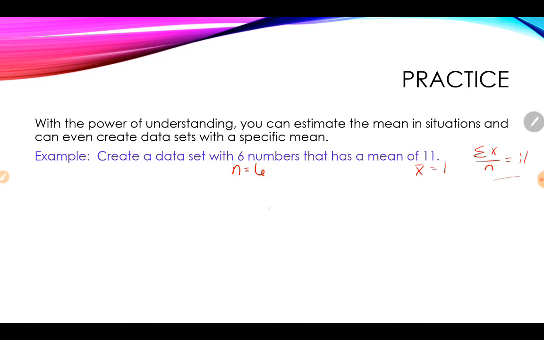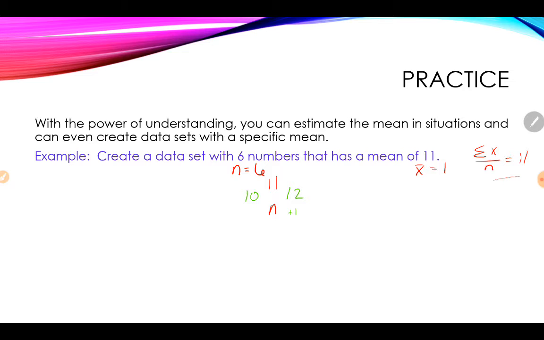So if 11 is going to be in the middle, I want to go some on the left and some on the right. One easy way to do that is to go 1 up and 1 down, and then 2 up and 2 down. So for example, I could put 12. Well, that's 11 plus 1, so then I could go down 1. And then the average between 10 and 12 is, of course, 11.